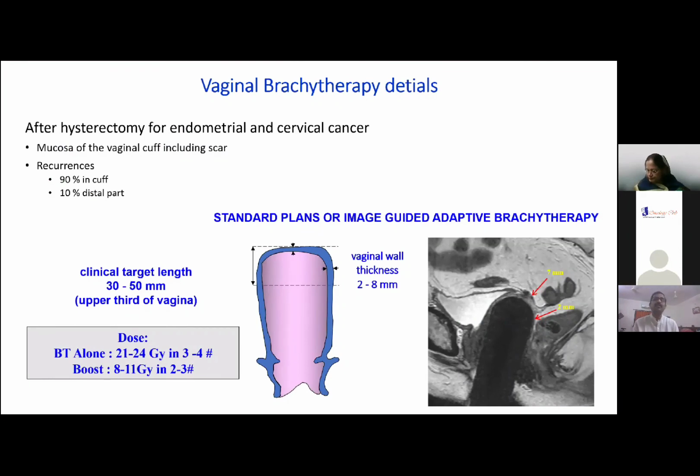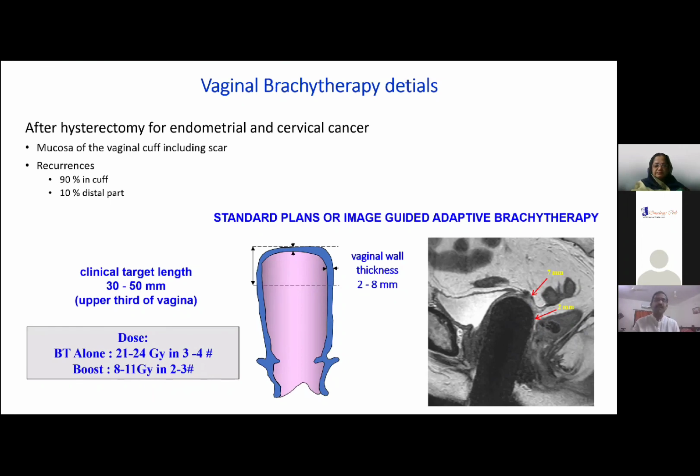This is a slide which shows in detail vaginal brachytherapy. After hysterectomy, these patients have to be offered adjuvant brachy alone. Typically, we treat upper third of vagina to a length of 3 to 5 centimeters of upper vagina, and the doses in high dose rate brachytherapy are usually 3 to 4 fractions of 6 to 7 gray given once or twice weekly over 2 to 3 weeks.